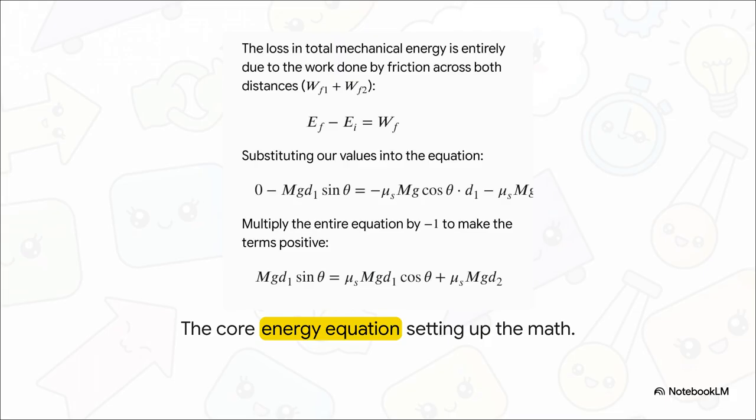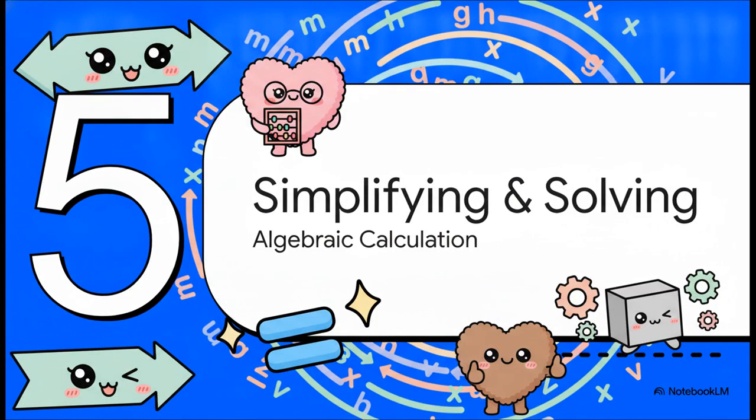To tidy up the math, we just multiply the whole thing by -1, so we're working with positive terms. That gives us our starting potential energy perfectly balanced against the combined friction from the slope and the flat ground. It's literally just balancing the scales of the universe. Finally, part 5, simplifying and solving.